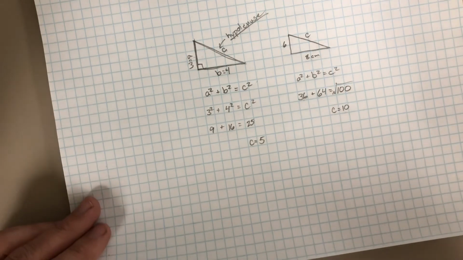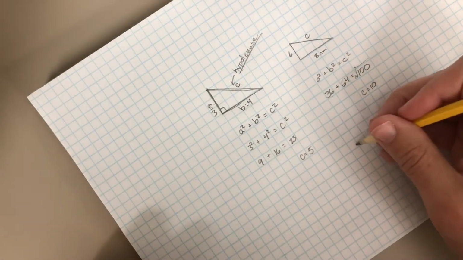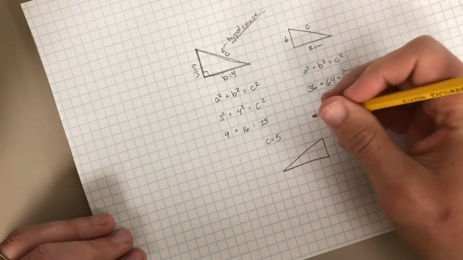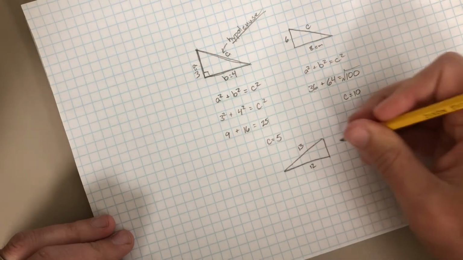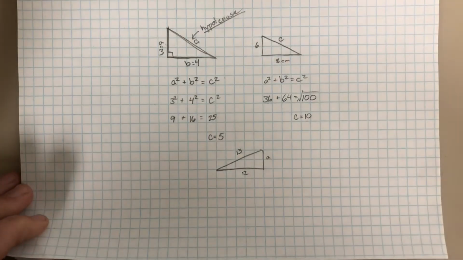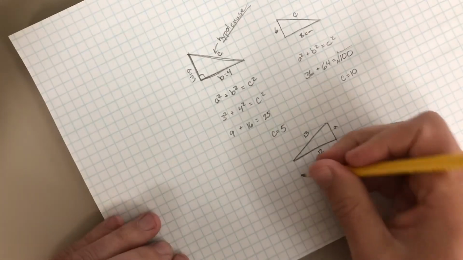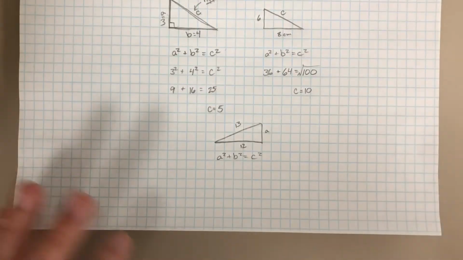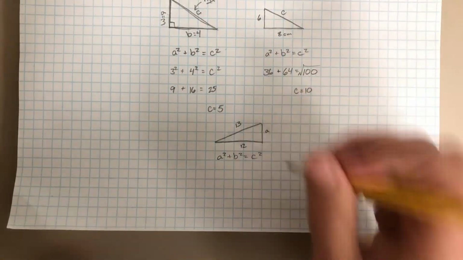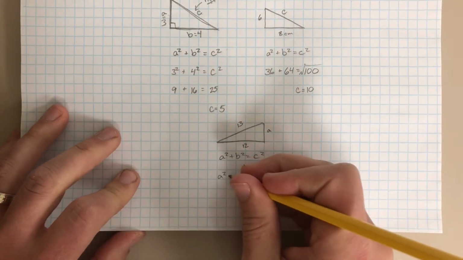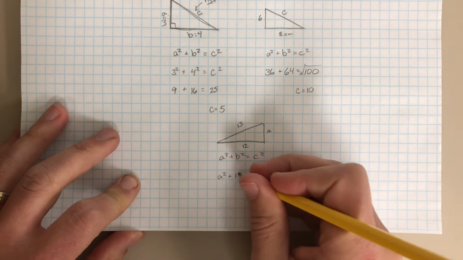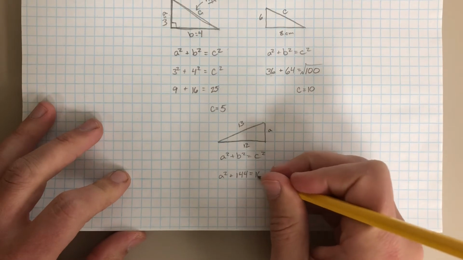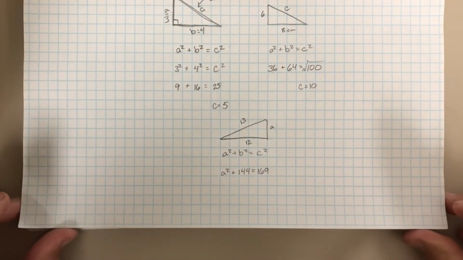Now, what if they give us C, but they don't give us A? So let's do a triangle going this way. And let's say they give us that C is 13, and this is 12, but they don't give us what A is. Well, I can still use the Pythagorean theorem to figure that out, because I know A squared plus B squared equals C squared. I don't know what A is at this point, so I'm going to leave that as A squared plus 12 squared, which is 144, equals C squared, which is 13 times 13, 169.